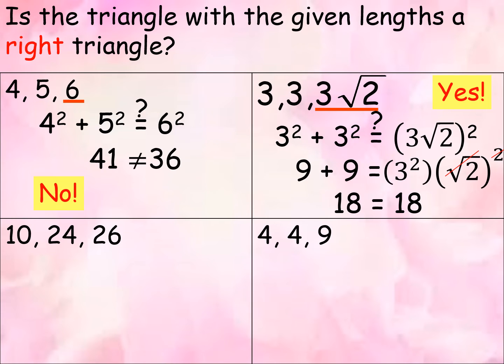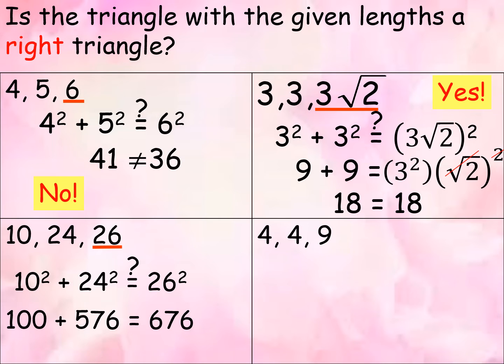So our answer, yes. Then the third example, the longest side is 26. 10 squared plus 24 squared, is it equal to 26 squared? So 100 plus 576, is it equal to 676? So 676 is really equal to 676. So therefore, our answer is yes. It is a right triangle.